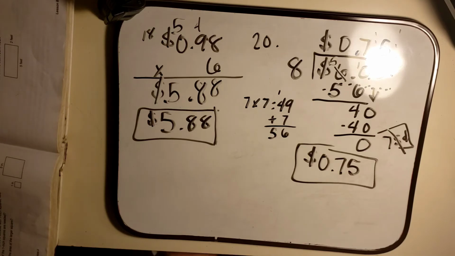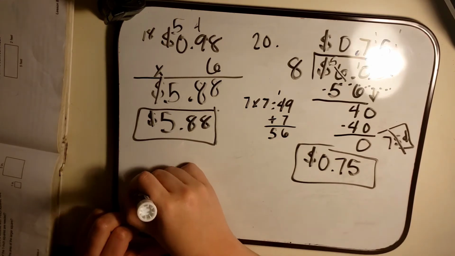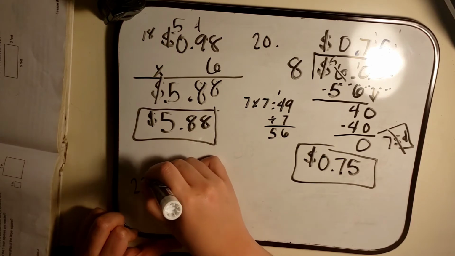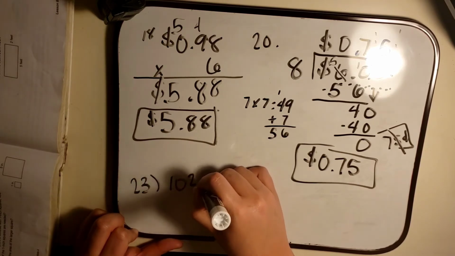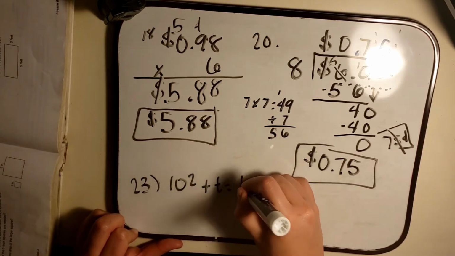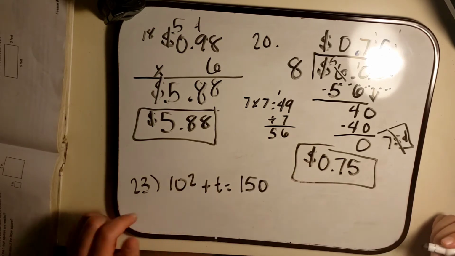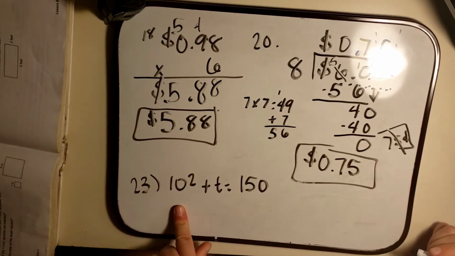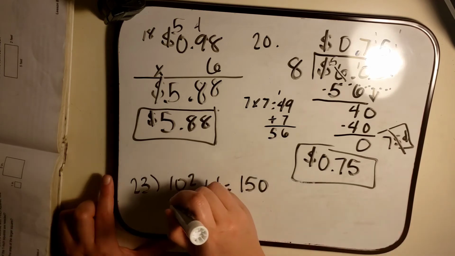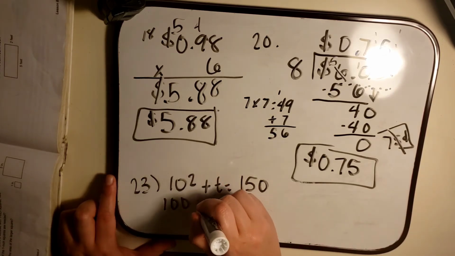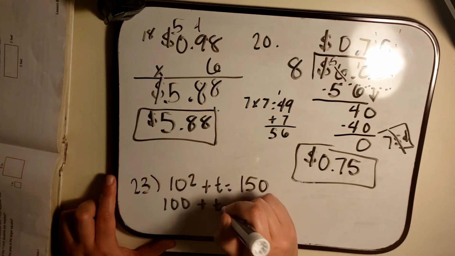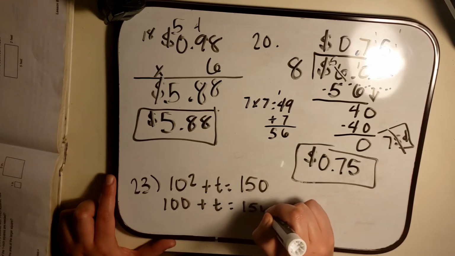Okie dokie. Number 23, I think I was going to help you with something. Oh, I was going to do 23. Actually, let's see if we can do it. 23, here we got 10 squared plus t equals 150. 10 squared is just 10 times 10. 10 times 10 is 100. So 100 plus t equals 150.